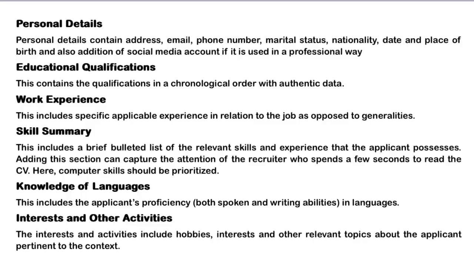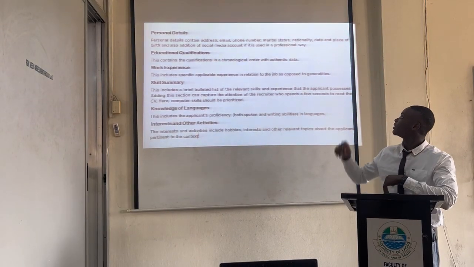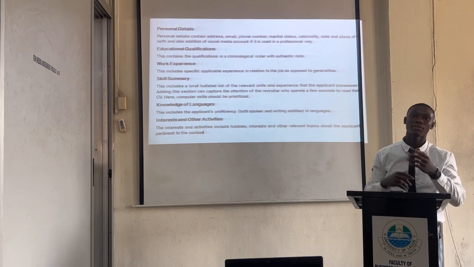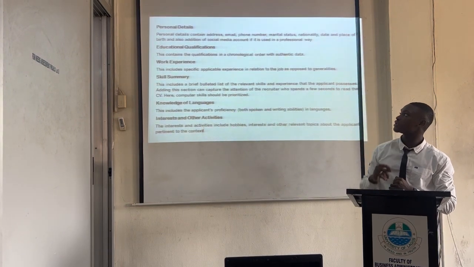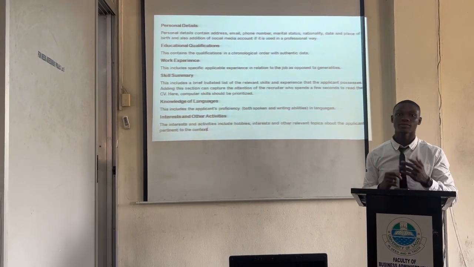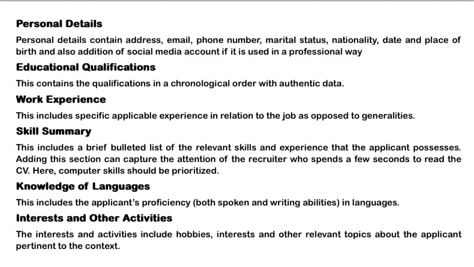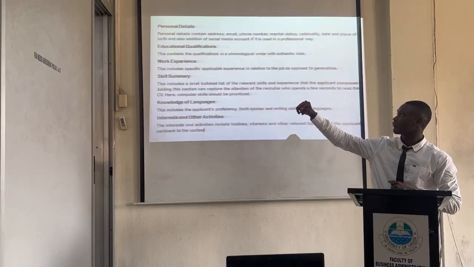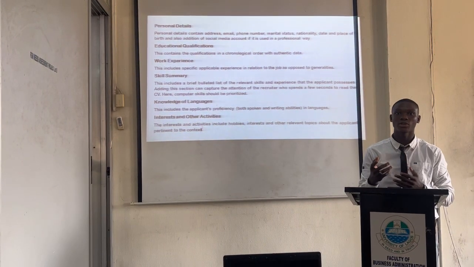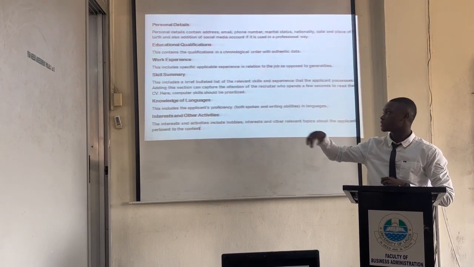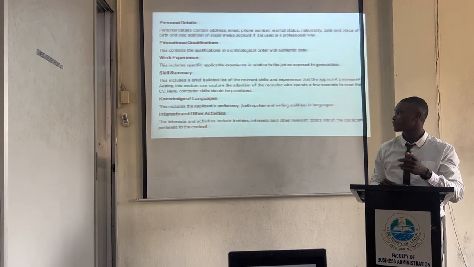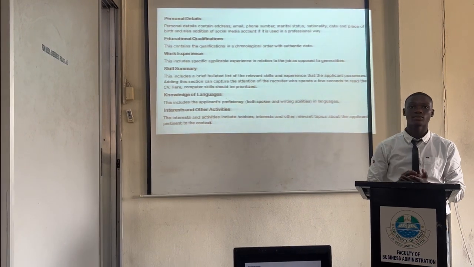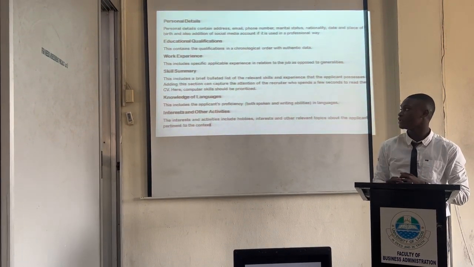For personal details, we have address, email, phone numbers, marital status, nationality, date and place of birth, and also addition of social media accounts, not of personal use. We have educational qualifications. This contains the qualifications in chronological order with authentic data. Work experience, the experience he or she has in the field of that particular work he or she is about to apply for. Skill summary, he or she may have acquired some skill in the previous organization he or she has worked at. Knowledge of languages, may have knowledge of Latin, Dutch, English, French, and so on. Interests and other activities, either hobbies, what you like to do in your spare time, also have to be included in your CV.